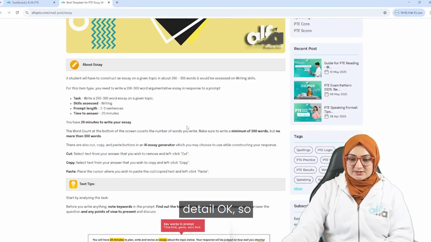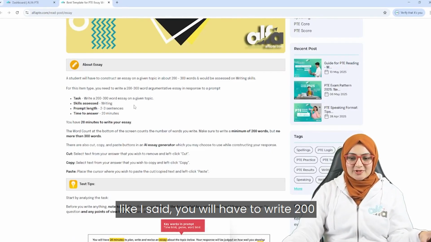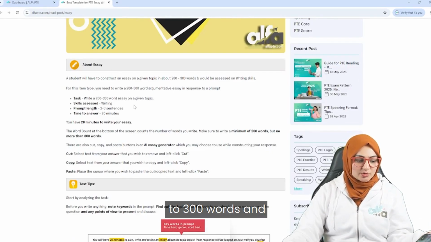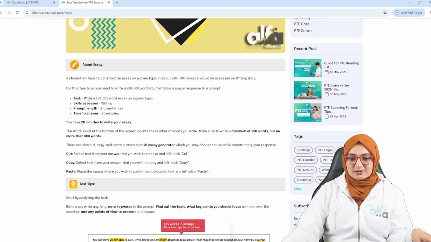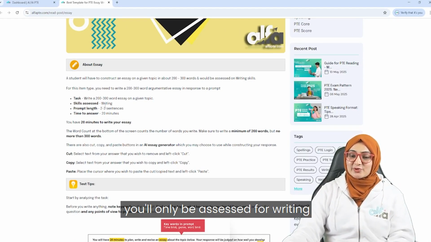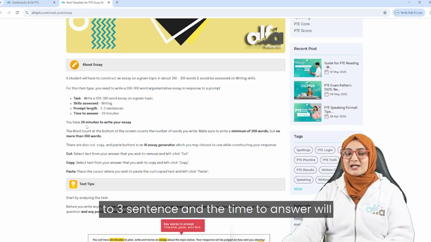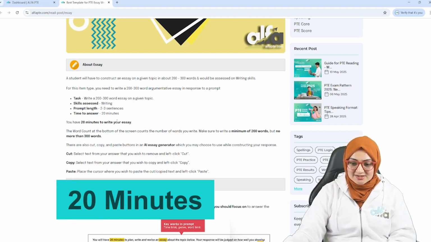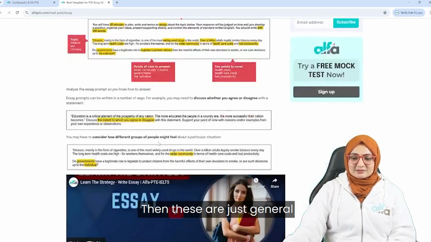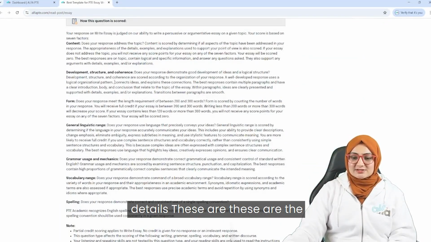Like I said, you will have to write 200 to 300 words, and you'll only be assessed for writing. The length of the question will be 2 to 3 sentences, and the time to answer will be 20 minutes. These are just general details.